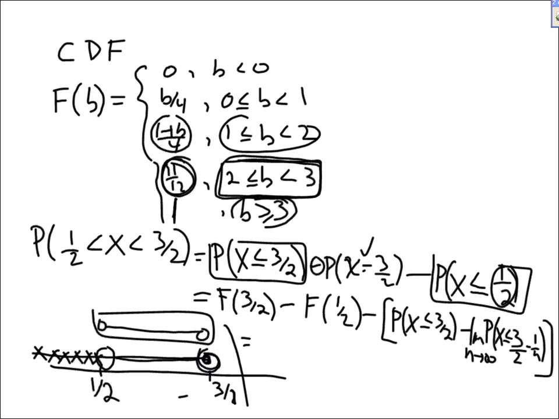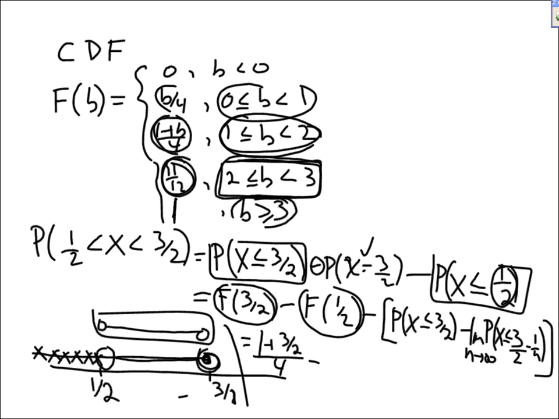Okay, let's do this math. F of 3 over 2, 3 over 2 is 1 1/2. It's this one, so I use that rule: 1 plus 3 over 2 over 4 minus f of 1/2. 1/2 is in here, so I get 1/2 over 4, which is an eighth. Minus P of x equaling 3 over 2. Well, actually, this here is f for 3 over 2. You have f for 3 over 2 and you are taking away f for 3 over 2. So we don't even need this.